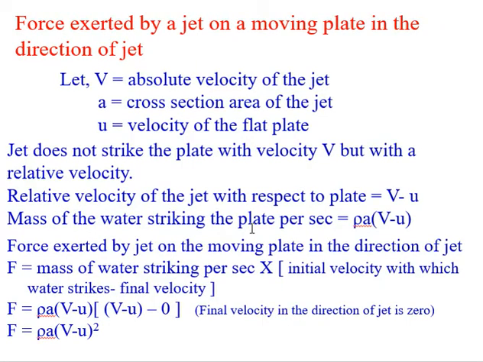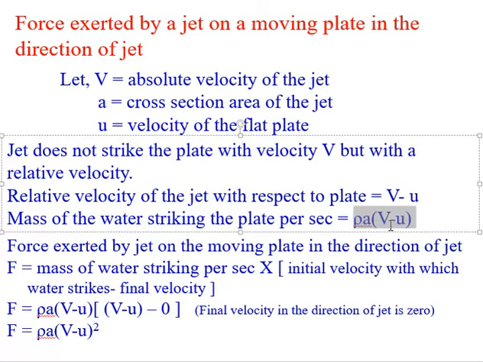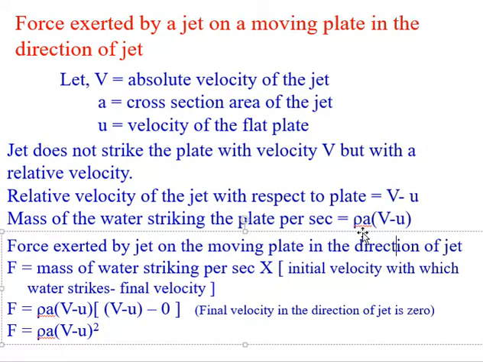The relative velocity of the jet with respect to the plate is equal to V minus u, and the mass of water striking the plate per second is equal to rho A (V minus u), because the jet of water strikes the plate with the relative velocity V minus u. Therefore, we can write rho A (V minus u).